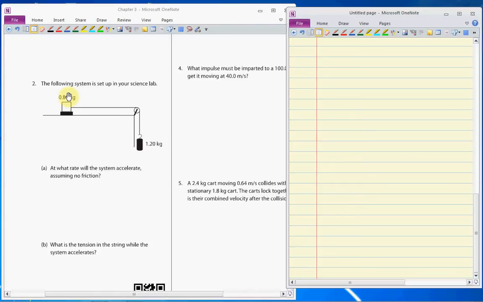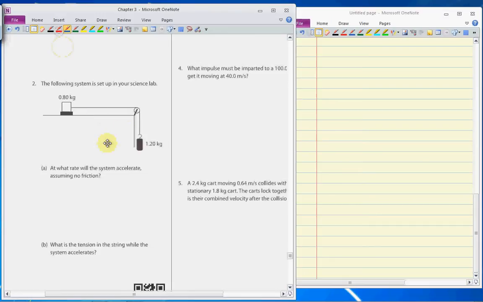All right, Chapter 3, review question number 2, has this system with a combined mass, one resting and one pulling down with the force of gravity to accelerate it. It says, at what rate will the system accelerate? Assume no friction. So this must be like an air table or an icy surface or something like that.